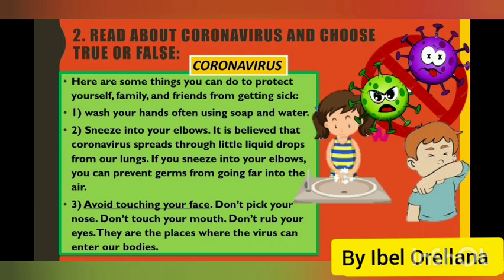It is believed that coronavirus spreads through little liquid drops from our lungs. If you sneeze into your elbows, you can prevent germs from going far into the air. 3. Avoid touching your face. Don't pick your nose. Don't touch your mouth. Don't rub your eyes. They are the places where the virus can enter our bodies.